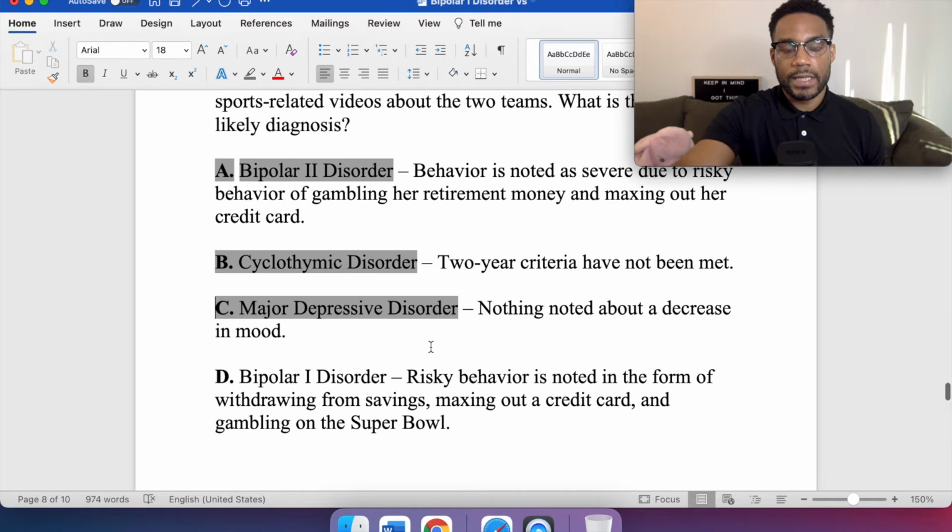And then D would be the correct answer, bipolar 1 disorder. Why? Risky behavior is noted in the form of withdrawing from savings, maxing out a credit card, and gambling on the Super Bowl, right? It's very severe, and it has the potential to really impact someone's life. So that's why we're going to go with D, bipolar 1 disorder.